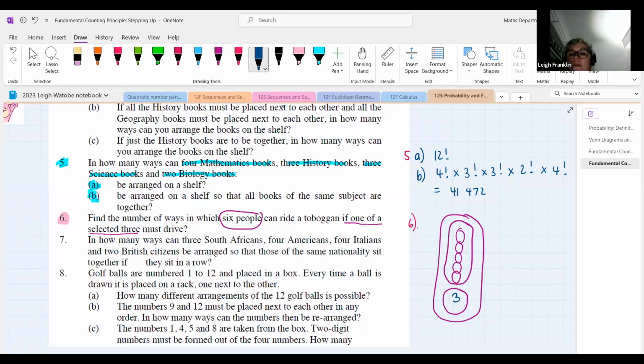When the driver's seat is filled, that leaves 5 people that need to sit down. So there would be 5 factorial ways in which you can fill these blocks over here. Obviously if one person sits down, there'd be 4 people to fill the second seat, 3 people to fill the third seat, 2 people for the next seat, and 1 person to fill the last seat. So that's why it's 3 by 5 factorial. The driver's seat can be filled in 3 ways, not 3 factorial ways. Does that make sense?